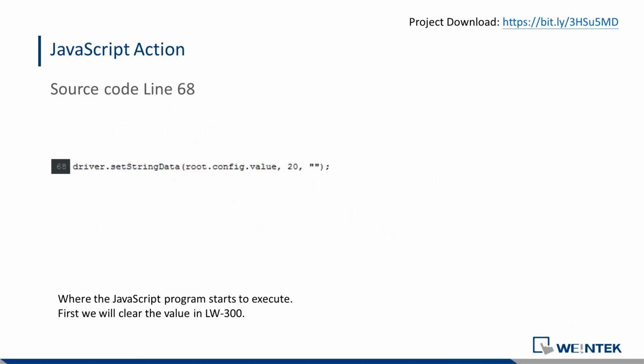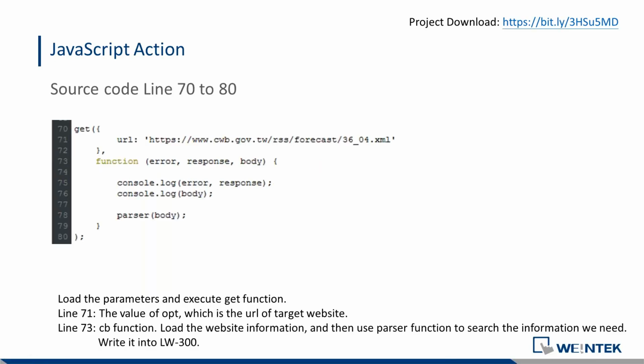Starting from source code line 68, we're going to clear the value in LW300. This is where the JavaScript program starts to execute. First thing we do is clear the value in LW300 here, and from line 70 to 80 we're going to execute this get function and the parser function. So we load the parameters.